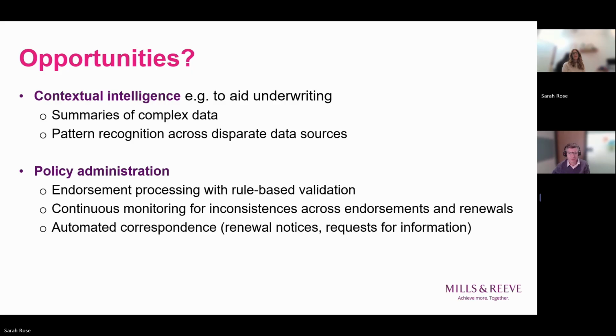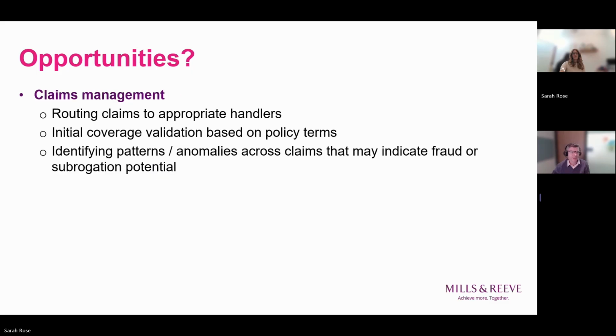And generative AI could be used for automated correspondence, so generating renewal notices or requests for information, for example. And in the context of claims management, you could use agentic AI systems to route claims to the appropriate handlers and for initial coverage validation based on policy terms. And generative AI systems could be used to identify patterns or anomalies across claims that may indicate fraud or subrogation potential.